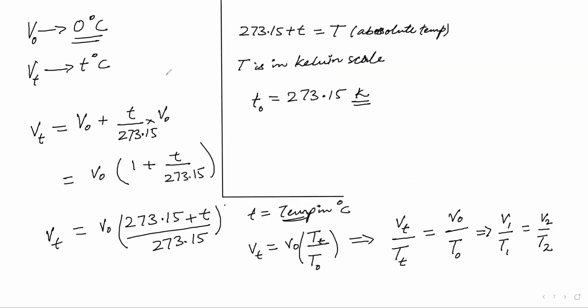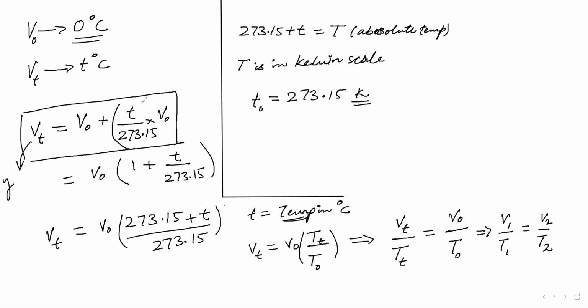See, what is the correct formula? Y is equal to mX plus C. If you write V naught here, T here, then that means this is the X, this is the M, this is the C.